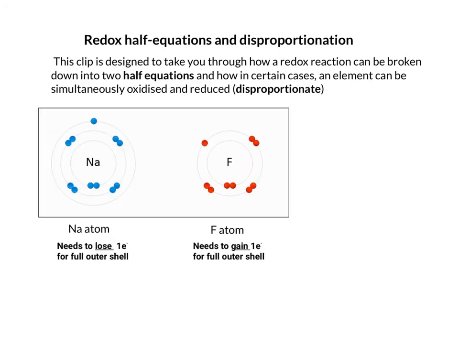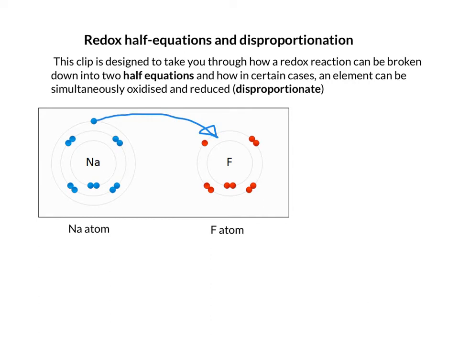So here we've got a sodium atom and a fluorine atom with what needs to take place in order for each one to achieve a full outer shell configuration. So obviously, when they react, what needs to happen is the sodium electron is going to move off the sodium atom onto the fluorine atom. So that means the sodium atom loses an electron and the fluorine atom gains one, which in turn means the sodium is oxidized and the fluorine is reduced.